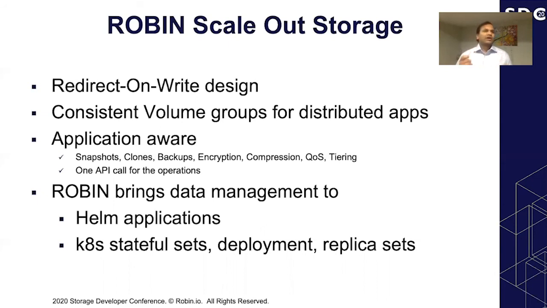And Robin brings data management to Helm applications. You can install your Helm chart, then register that application to Robin, and Robin is going to add data management capabilities to Helm applications. It also helps with Kubernetes objects. For example, if it's a stateful set, you can register that stateful set to Robin as an application, or anything for that matter, like a collection of objects with particular labels as one application. And Robin is going to consider that as an application and provide all the snapshot, backup, and clone management capabilities for such applications.